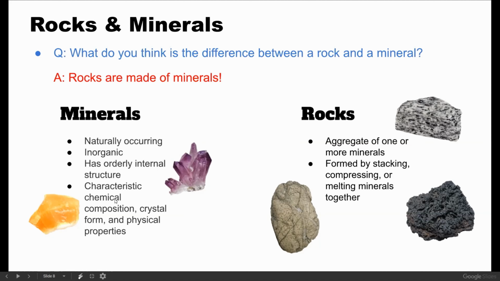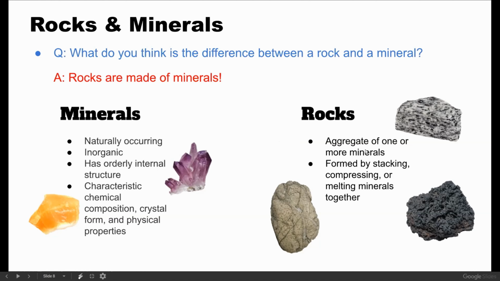They generally have a characteristic chemical composition, crystal form, and physical properties. That means if you see amber, it's going to have the same composition, crystal form, and properties regardless of the size of the specimen. So it doesn't matter how much you have, amber is amber is amber. Amethyst is amethyst is amethyst.